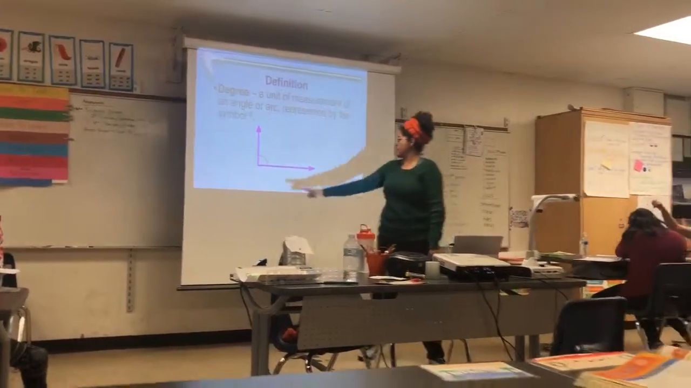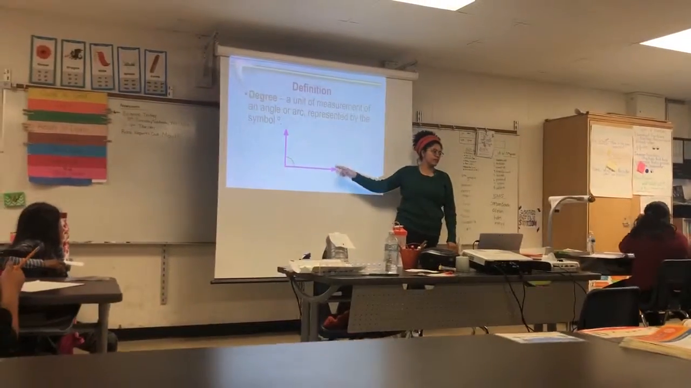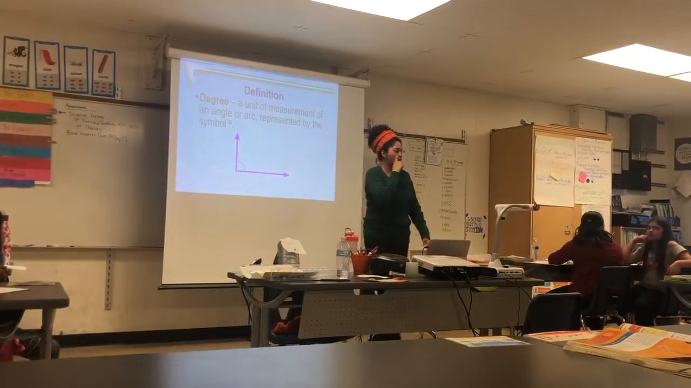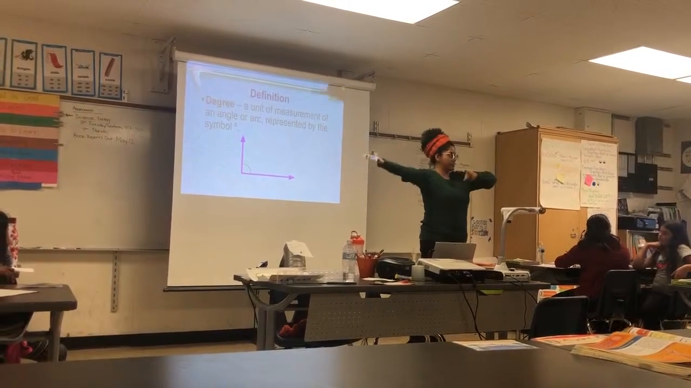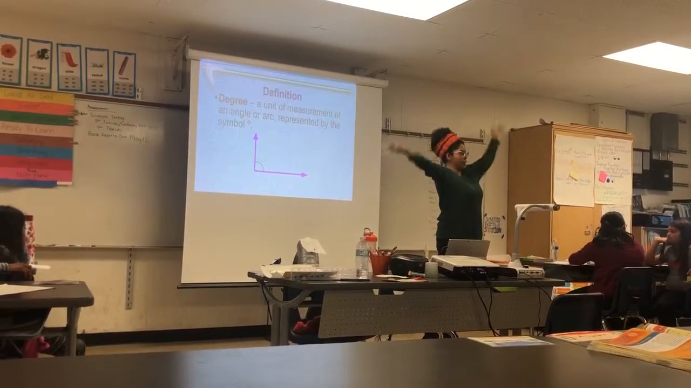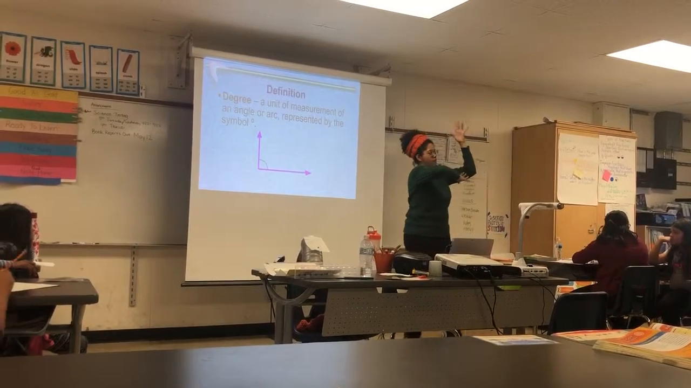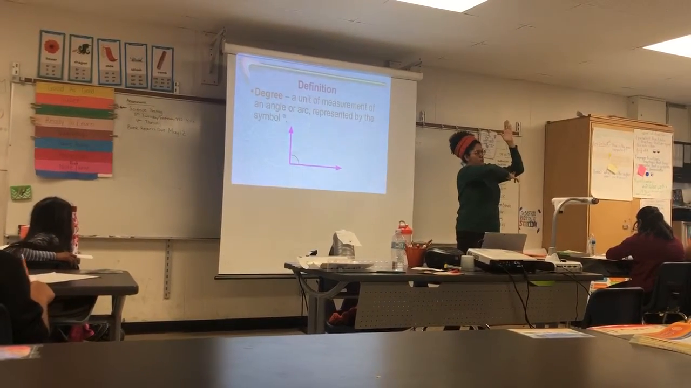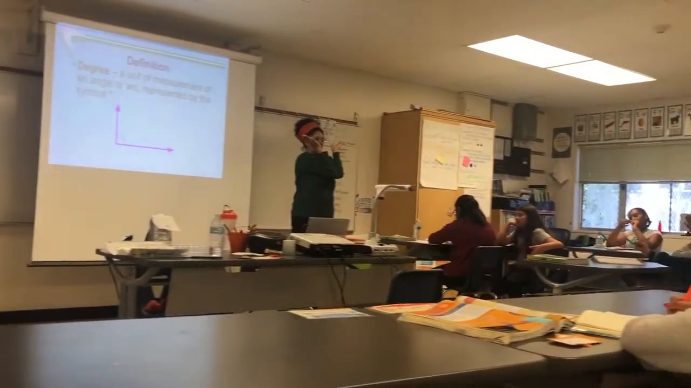Okay, this is the angle because the two rays are meeting, and you know they're rays because they have arrows on the side. Arrow, like pointy. Like you can point. Or you can make it with your arms too. You can make a right angle like this. A right angle, an acute angle, an obtuse angle.